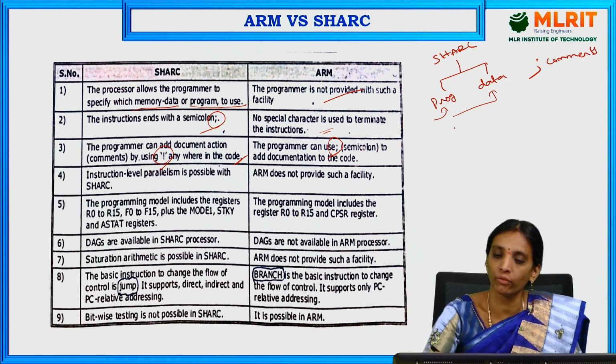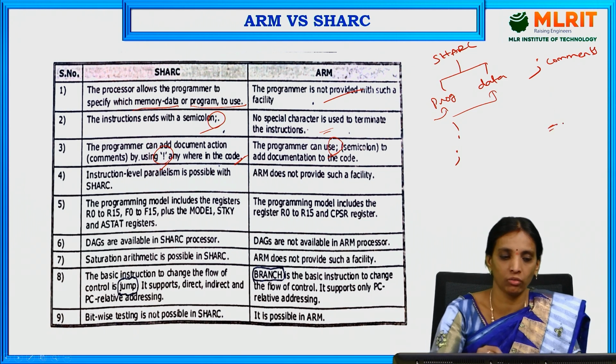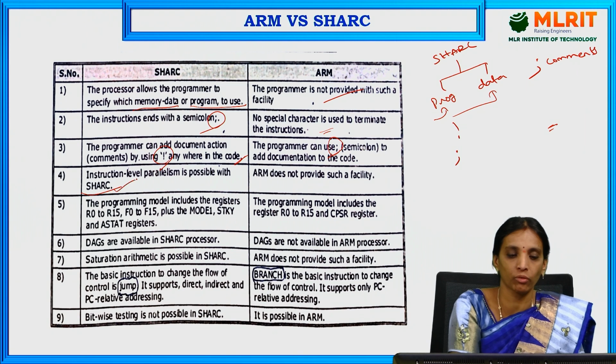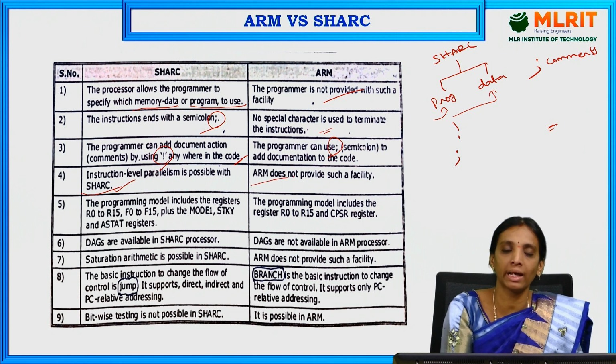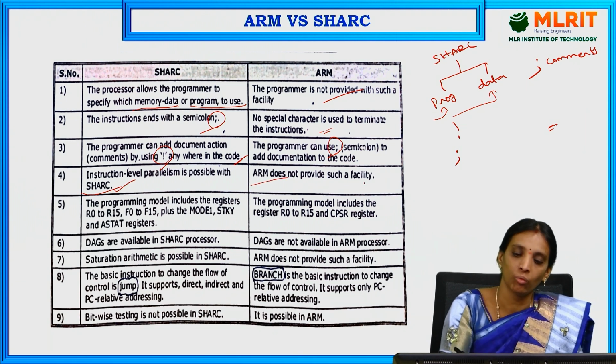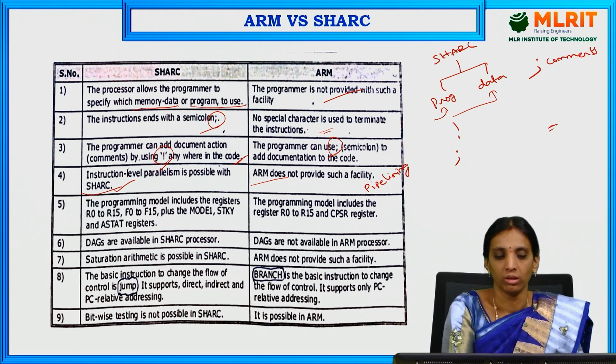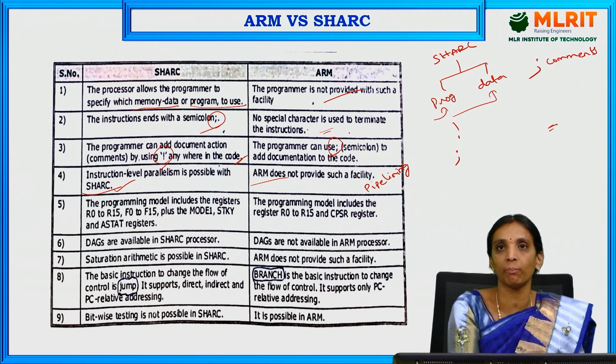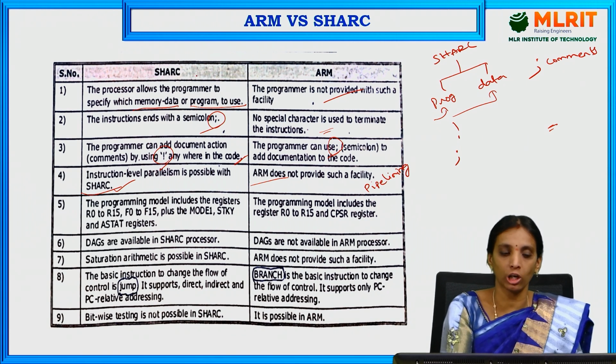For SHARC processor, we have to indicate the exclamatory mark. And for the end of the instruction, we have to use a special character, semicolon. Here there is no need of special characters. So instruction level parallelism is possible with the SHARC processor only. ARM does not have instruction level parallelism. We have the pipelining. So pipelining operation is possible with the ARM processor and instruction level parallelism is possible with the SHARC processor.